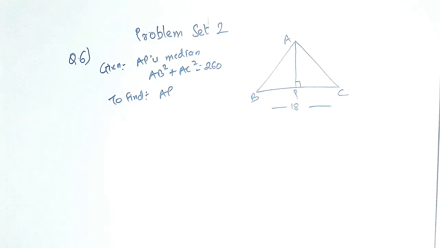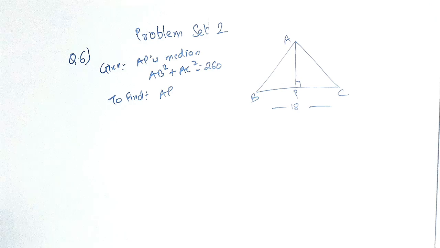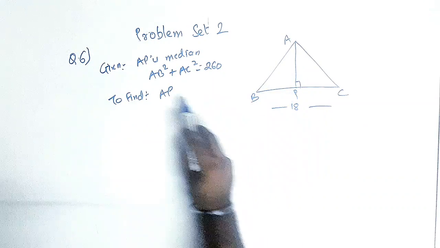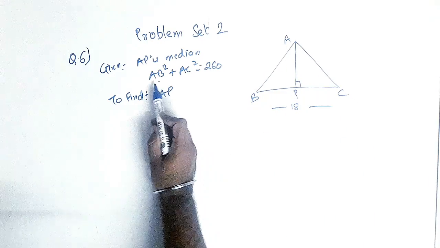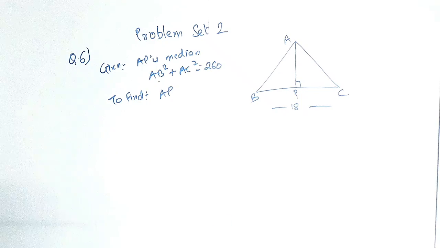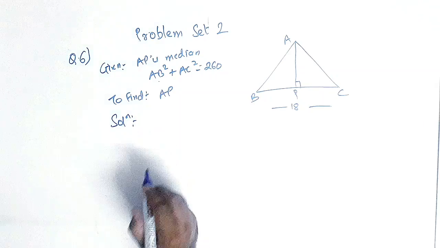Question number 6 says that AP is a median. You can see it is the altitude also. Okay, so what they have asked is, we have to find AP where AB square plus AC square is given. When you read this, which theorem comes to your mind? Yes, Apollonius theorem. So we will write the solution.